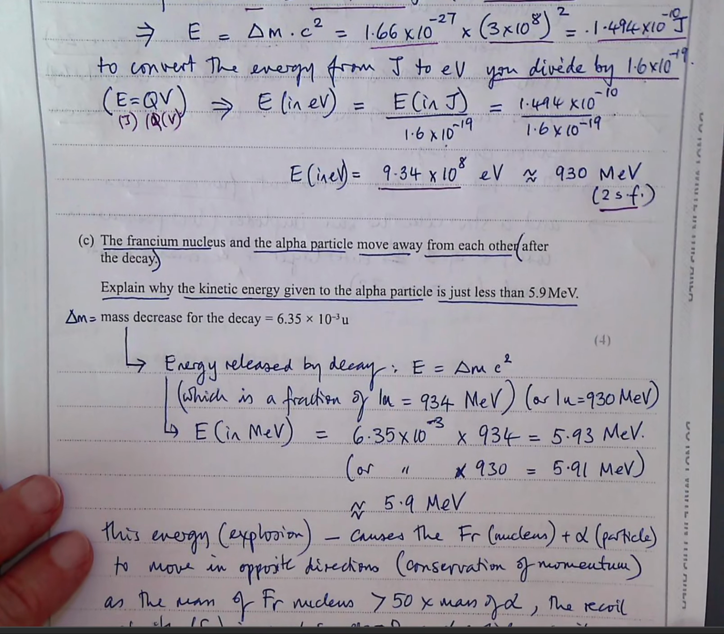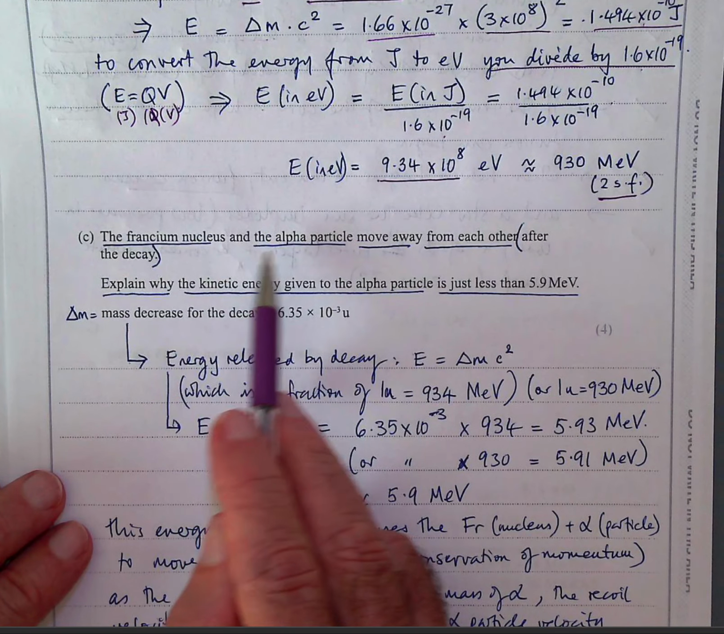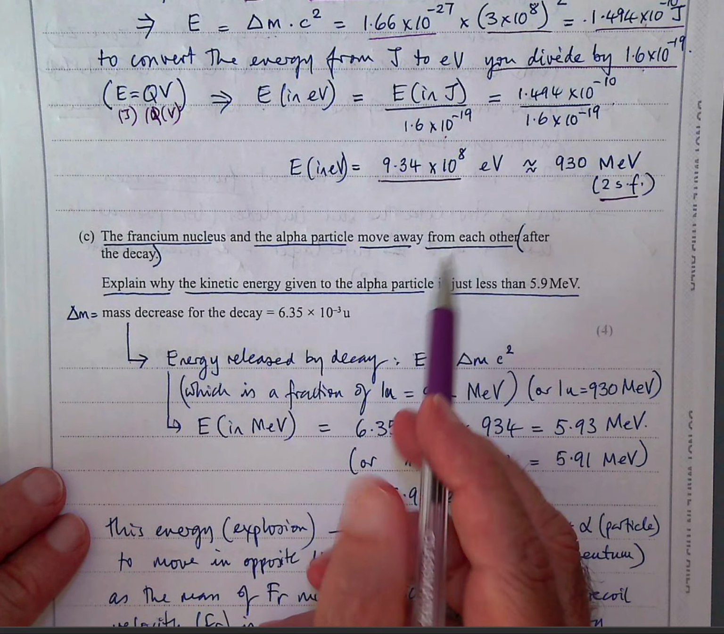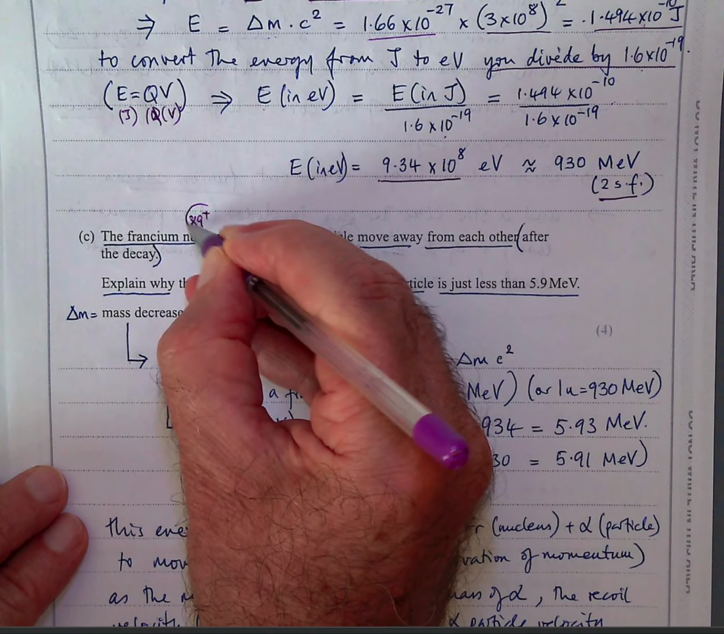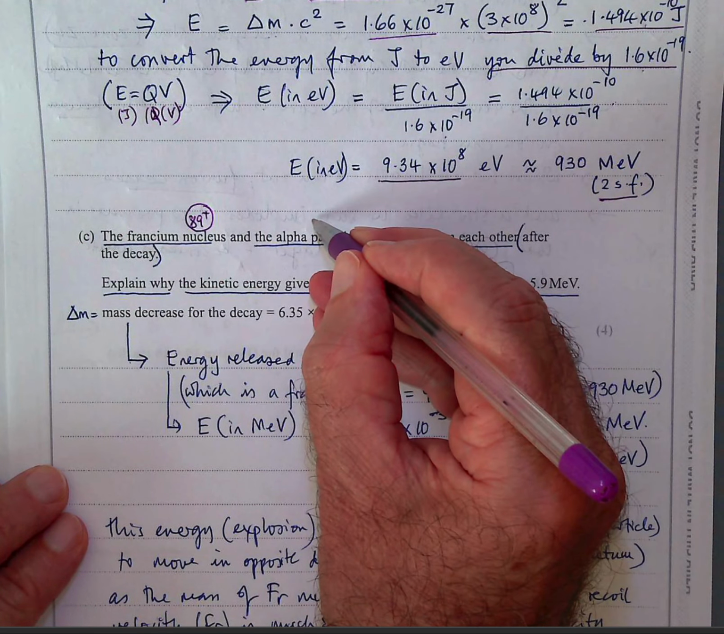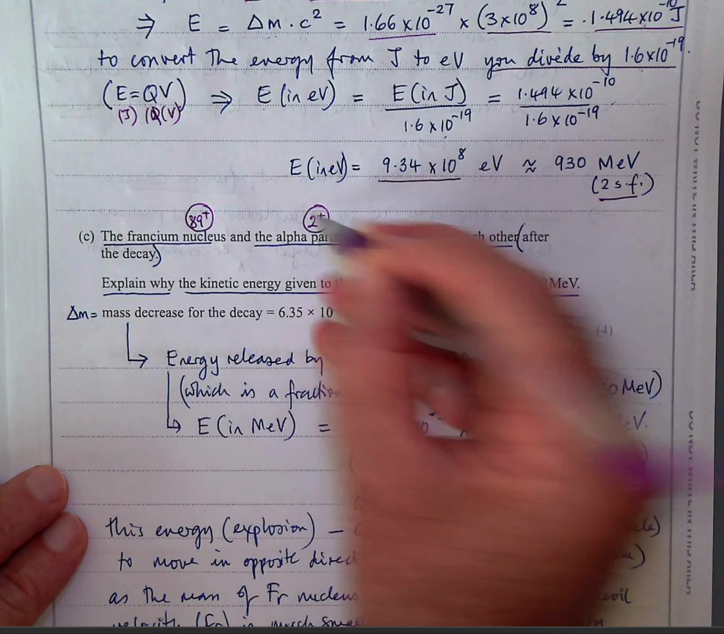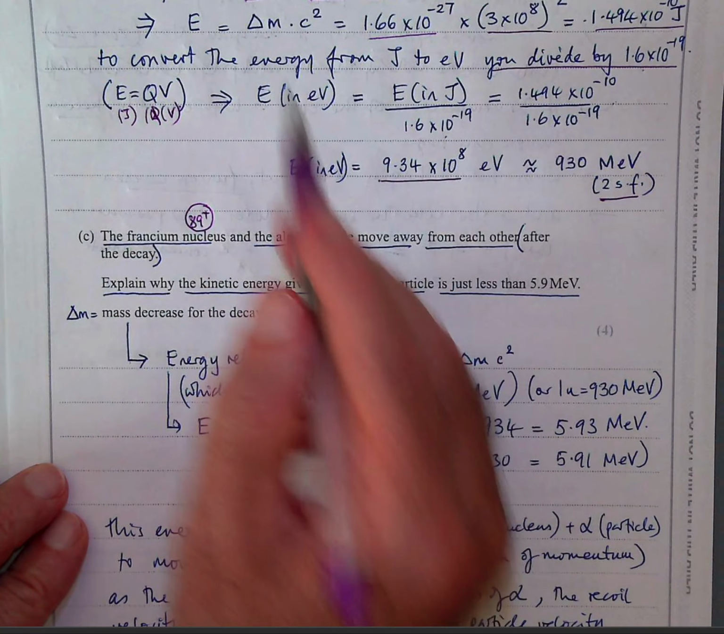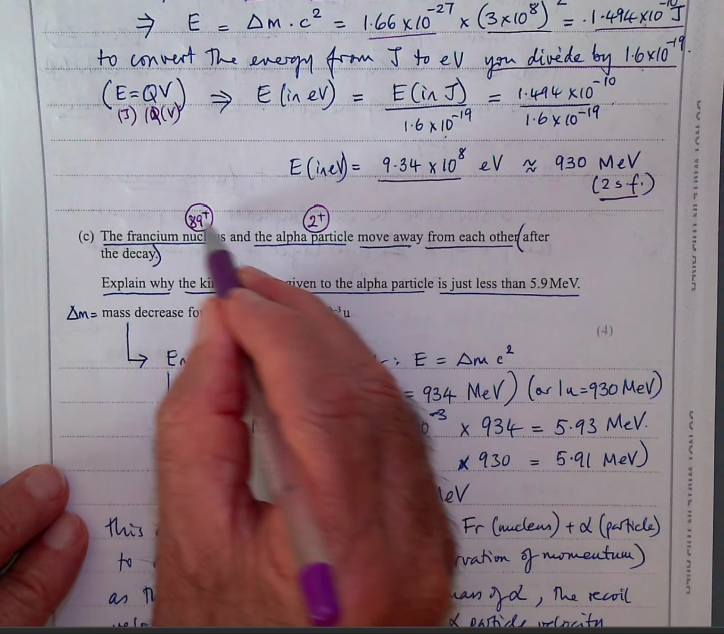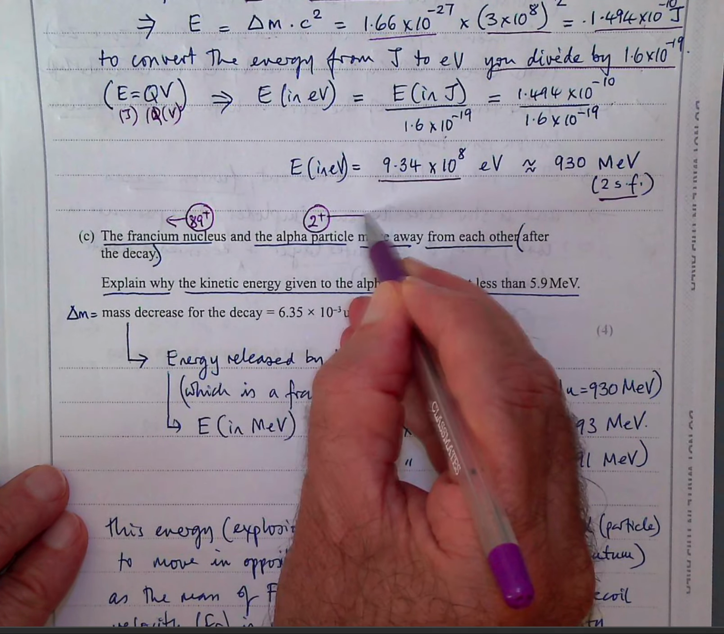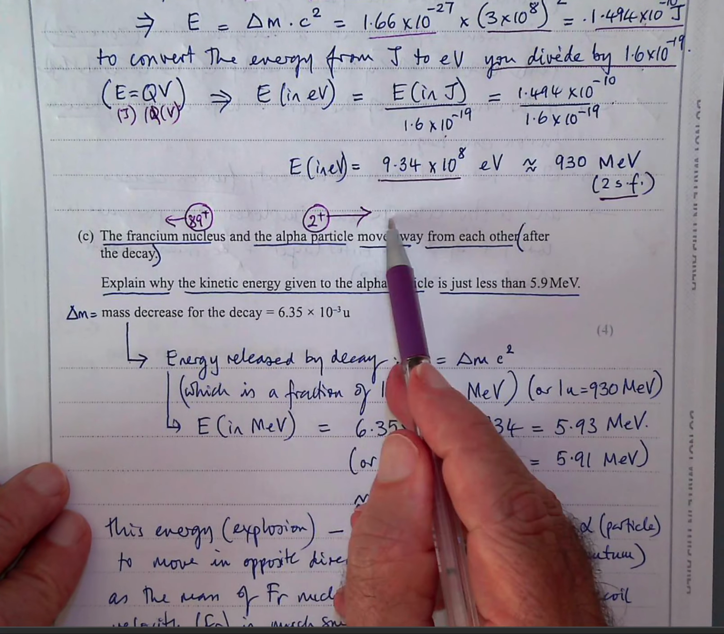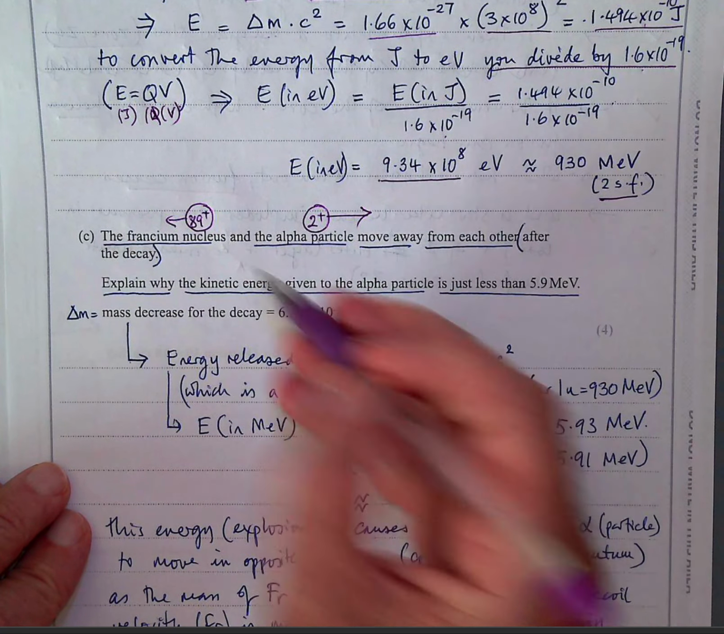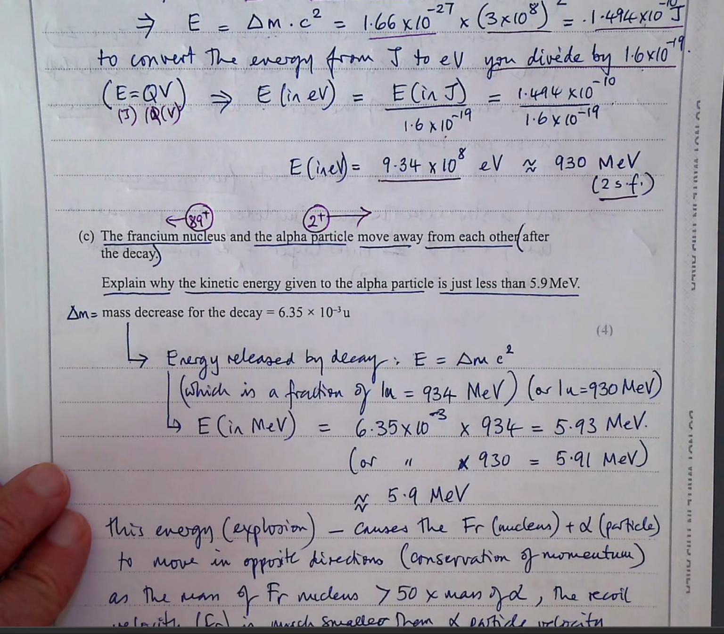Part C. The francium nucleus and the alpha particle move away from each other. Why? Well, this is 89 positive protons, and this is 2 positive protons. When they are ejected, it's like an explosion. This one will recoil, and this one will go forwards. The one with the smaller mass will get more velocity, and the one with the bigger mass will get smaller velocity.